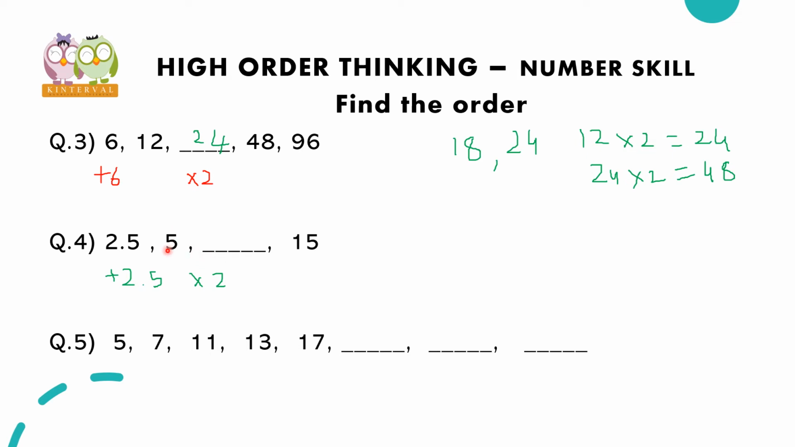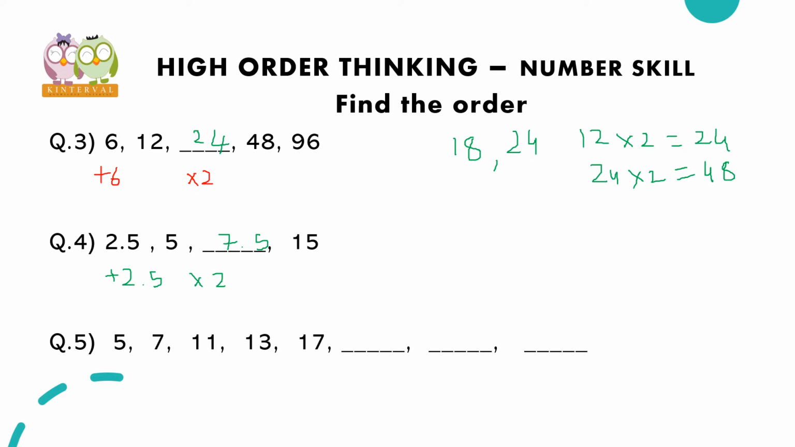So 5 plus 2.5 gives you what? 7.5, and from 7.5 multiplied by 2 gives you 15. This pattern is going on. This type of tricky question comes into the aptitude test or some higher level of test.